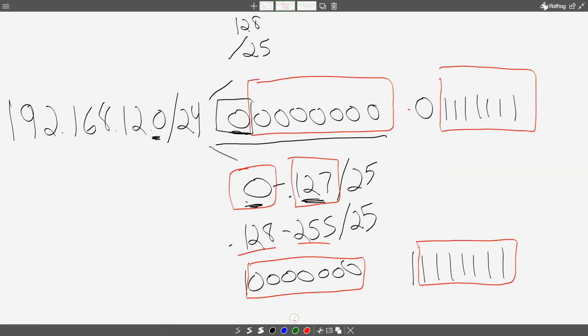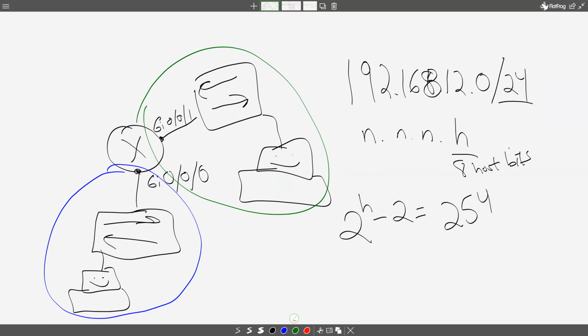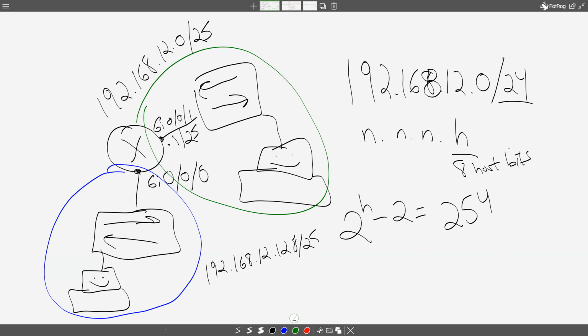Now, looking at these two networks, we could go back to our diagram. And I could now apply the 192.168.12.0/25 network to this side. So the first usable address over here would be .1/25. And then on this other side here, I could do 192.168.12.128/25. And then what's the first usable address I could actually put on this interface?